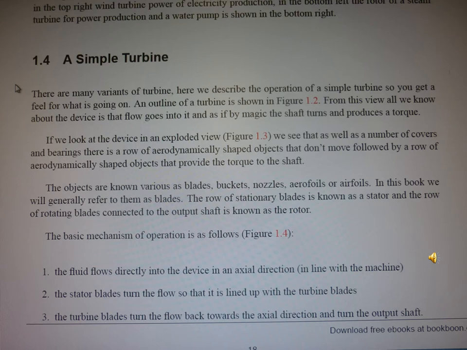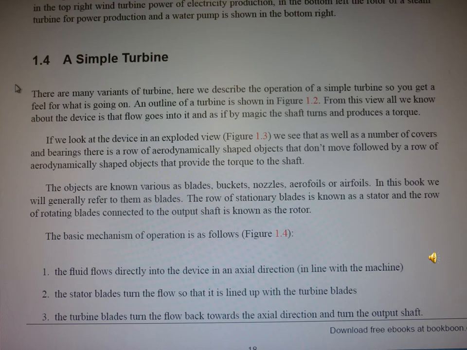The basic mechanism of the operation of the turbine is that the fluid flows directly into the pipe in the exit direction, in line with the machine. The stator blades turn the flow so that it is aligned with the turbine blades. The turbine blades turn the flow back towards the exit direction and down the output shaft. So this is the operating principle and the components of the turbine.